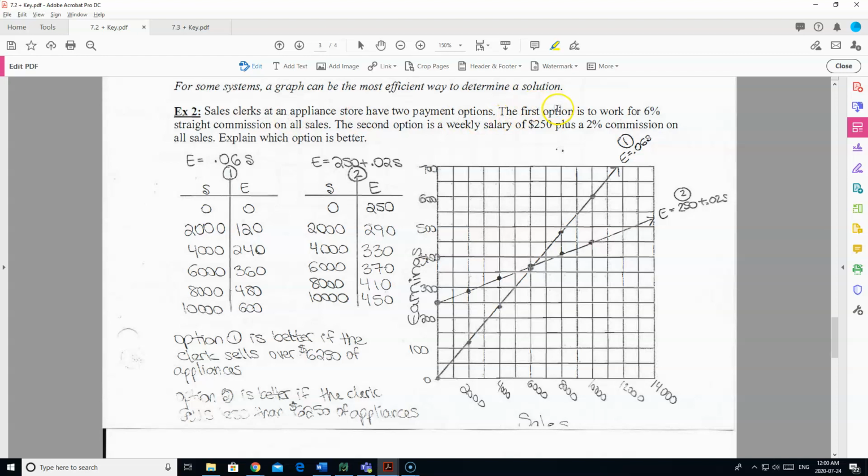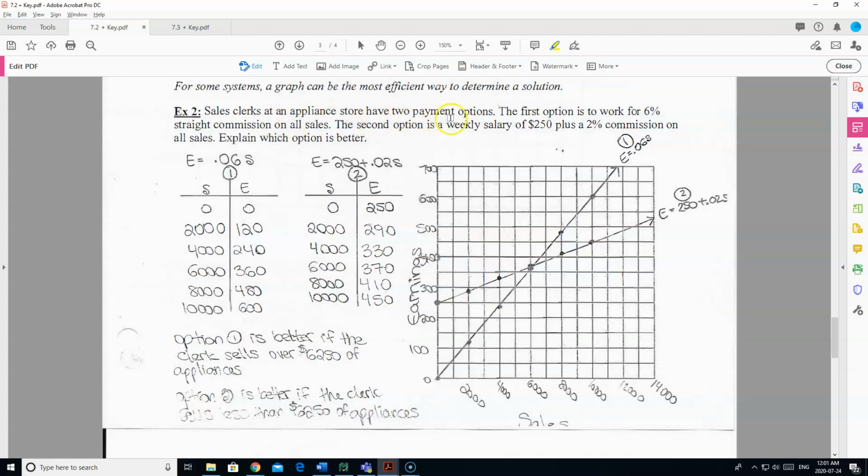So in the first case, they're working for 6% straight commission. And straight commission means that you're not making any hourly wage. All your income is based on how much you sell, right? So if you sell a lot, if you're a good salesperson, you can make a lot of money. And if you're not so great at selling stuff, then you're not going to make much at all.